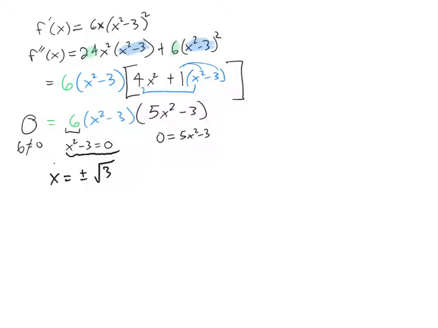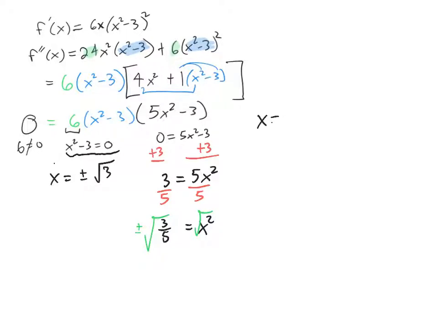This one we haven't done yet, so let's solve it. So plus 3, plus 3. So we get 3 equals 5x squared. Divide both sides by 5, and you get x squared equals 3/5. We're going to take the square root of both sides. When you take the square root, don't forget, you get a plus or minus.